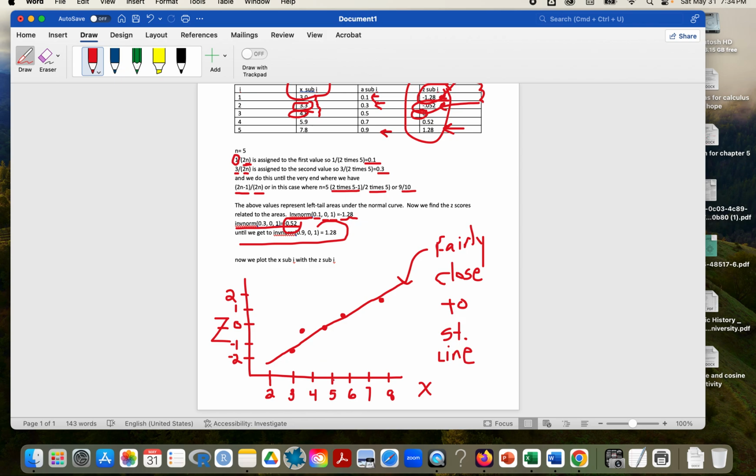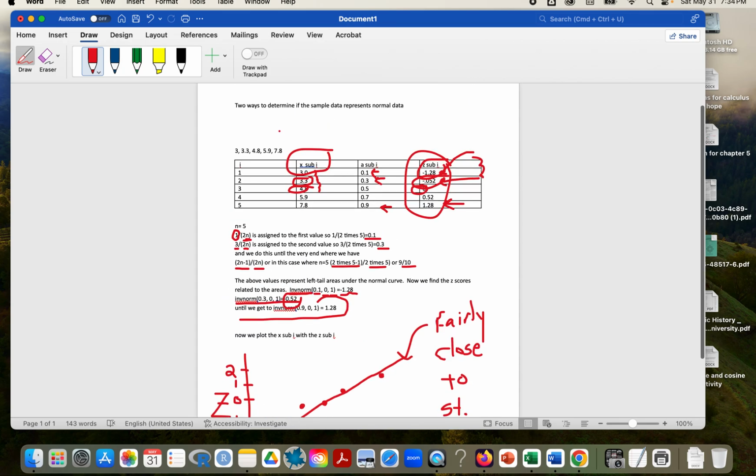And then at 4.8, which is almost 5, we're at 0. At 5.9, we are up at 0.52. At 7.8, we're all the way up to 1.28. And so this is reasonably close to a straight line, and we would argue that our data is coming from a normal distribution. Okay? Hope that helps.